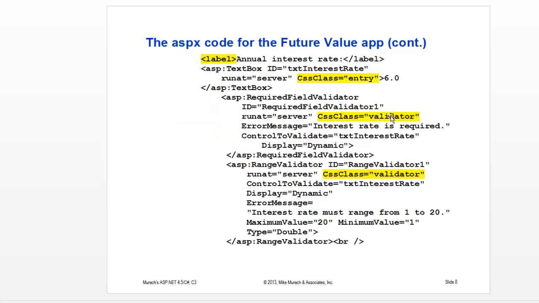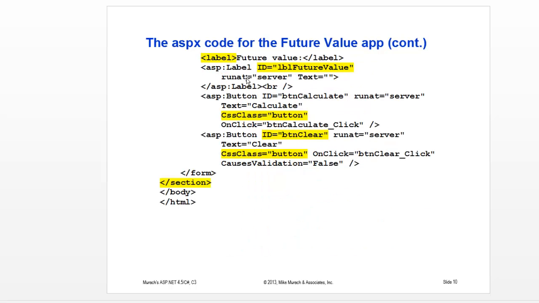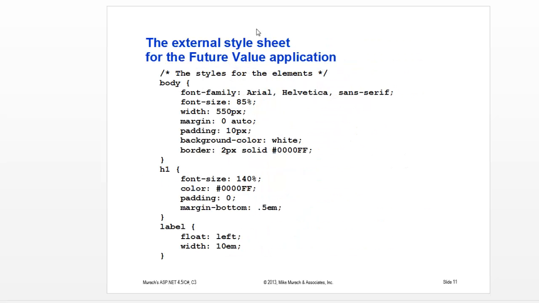So you've got CSS class. CSS classes are used to, not surprisingly, classify different controls and objects that you have on the form. We'll see a little bit more about that later. And this is what an external style sheet looks like.